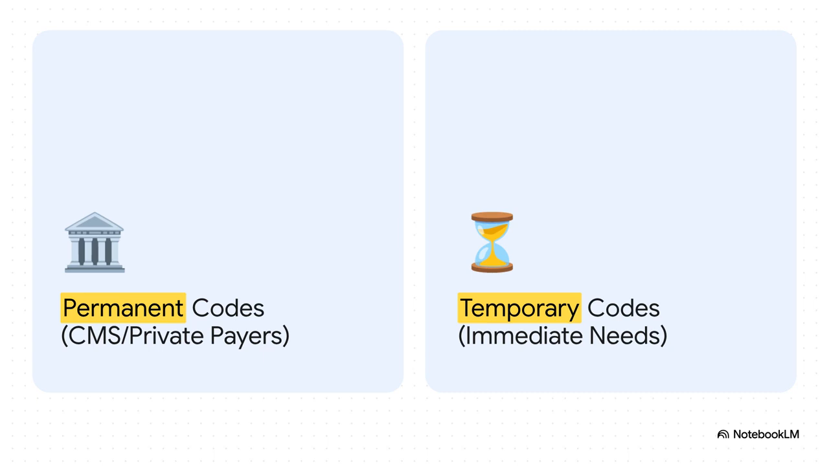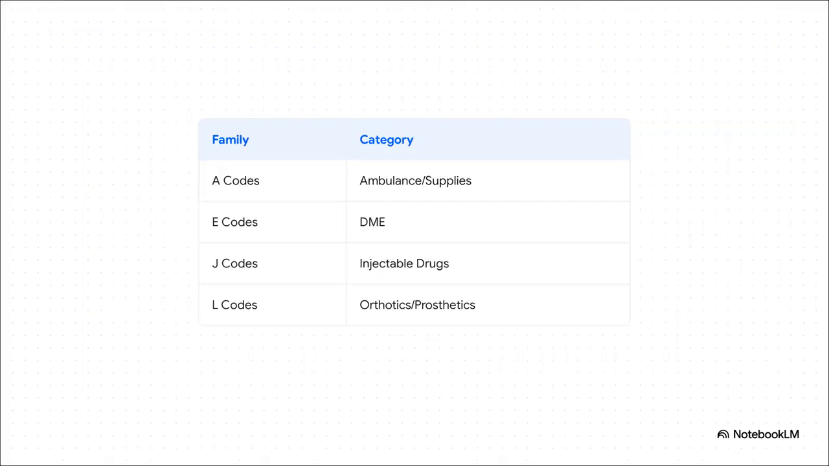And that brings us to the two main categories of HCPCS codes, permanent and temporary. The permanent national codes are maintained jointly by CMS and private payers. Then you have temporary national codes. Now, don't let the name fool you. Temporary doesn't mean they're just going to vanish tomorrow. It just means they were set up to meet immediate statutory or operational needs until the permanent codes can get officially sorted out.